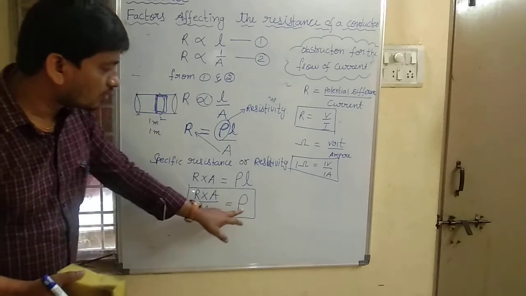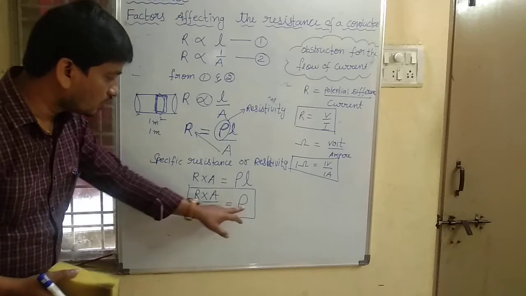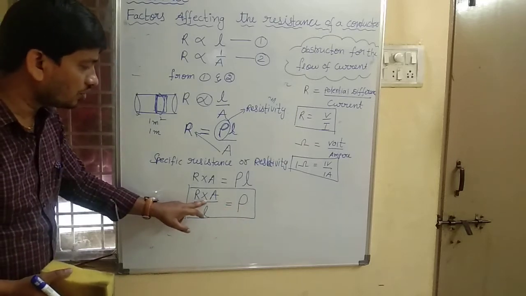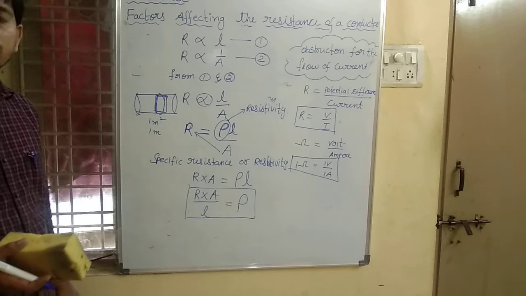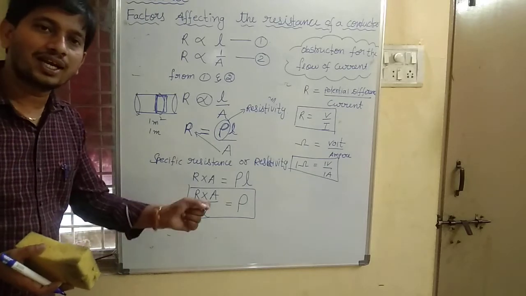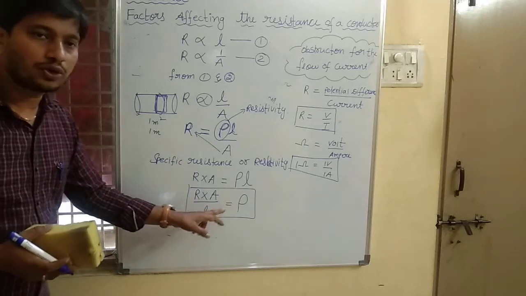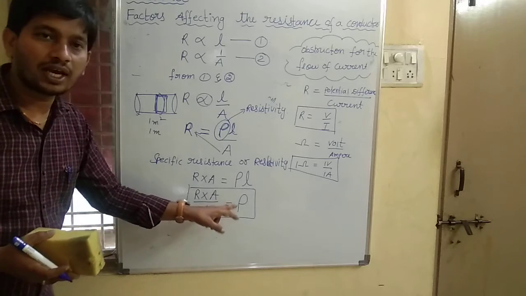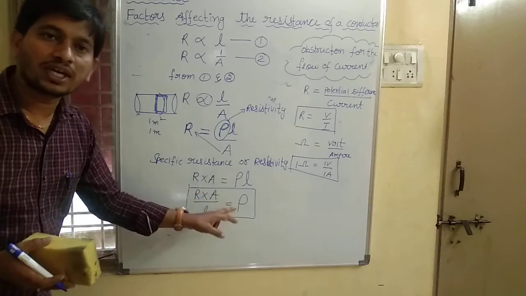So what is the formula for rho? Rho equal to R into A by L. So this formula you have to remember. This will be helpful while doing numerical problems.